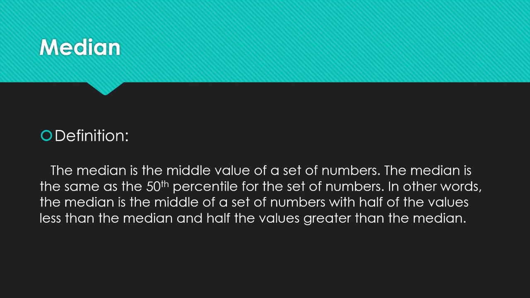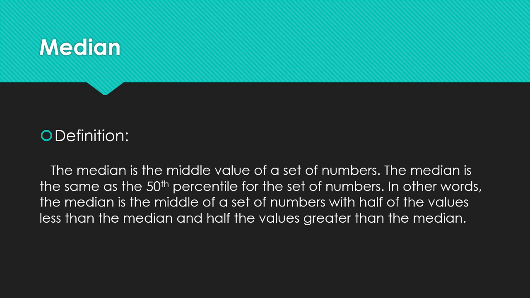So we have here the definition of median. The median is the middle value of a set of numbers, and the median is the same as the 50th percentile of the set of numbers. In other words, the median is the middle of a set of numbers with half of the values less than the median and half of the values greater than the median.